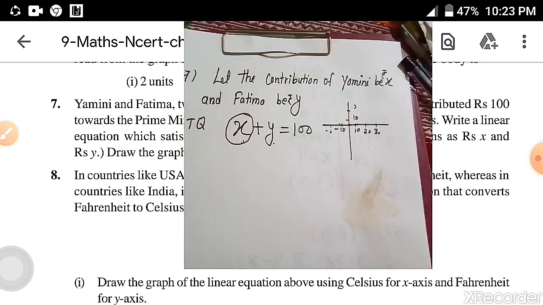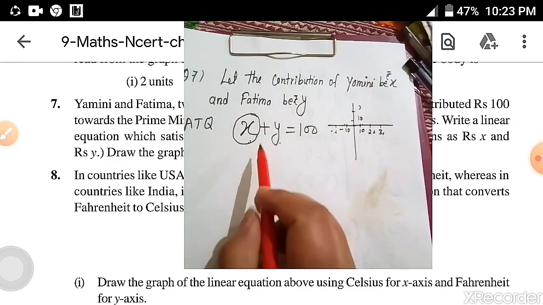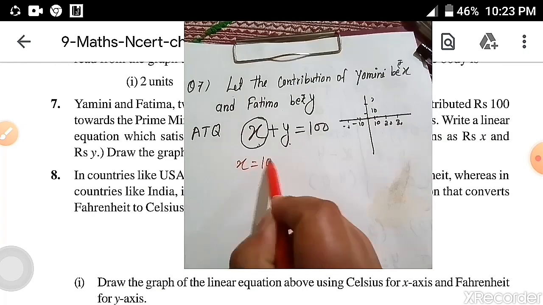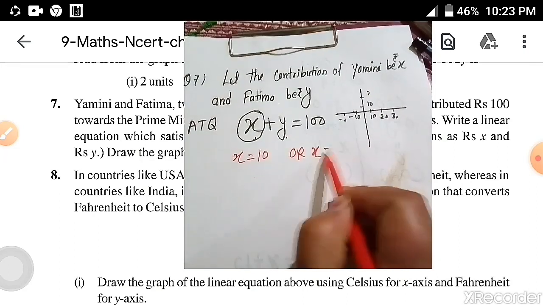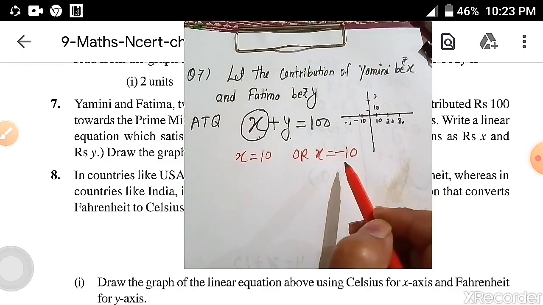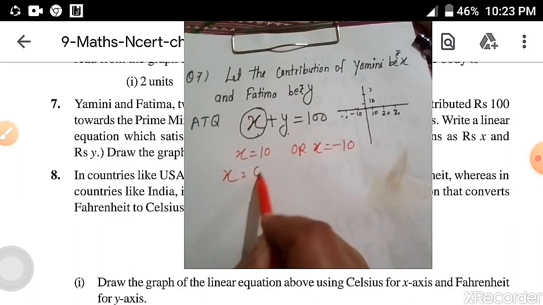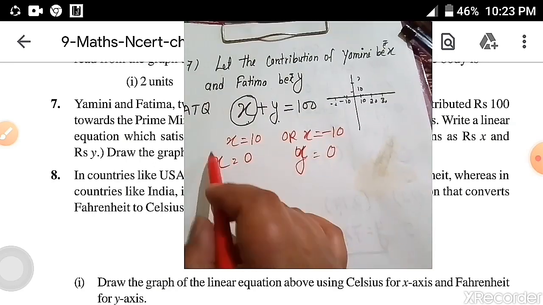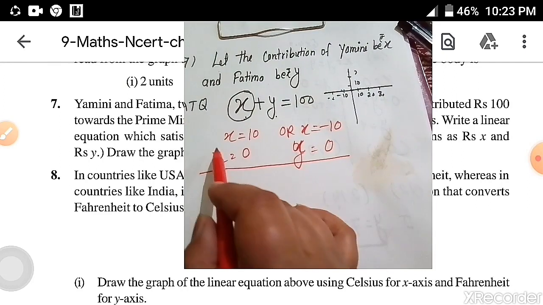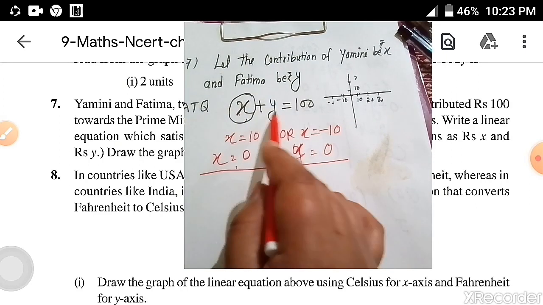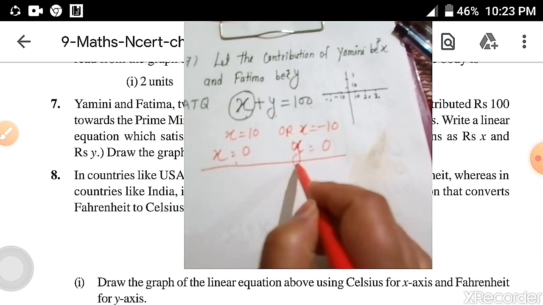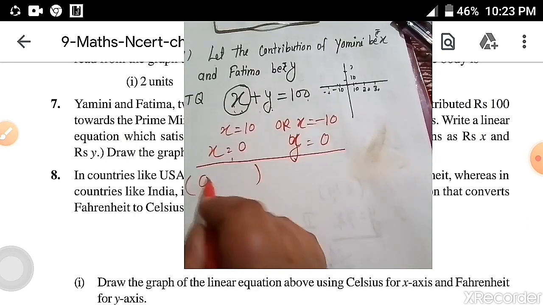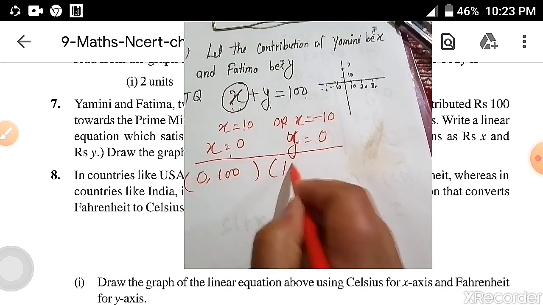Now if you put the value of x, the value of x must be put in the form of x equal to 10 or x equal to minus 10 like that, or you can put x equal to 0 also and y equal to 0 also. But I will prefer you to put x equal to 0 and y equal to 0, because when you put x equal to 0 you will get y equal to 100, and when you put y equal to 0 you will get x equal to 100. That means you will get 2 points like (0, 100) and (100, 0).